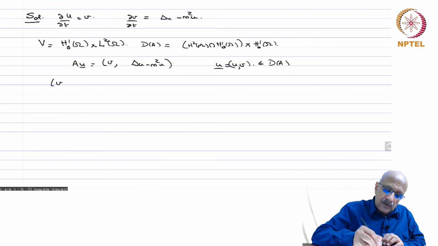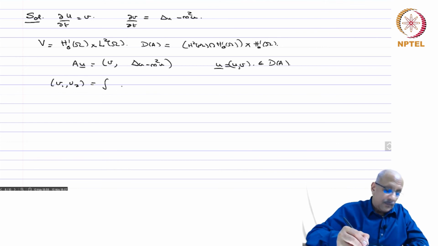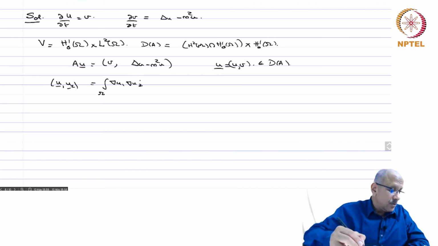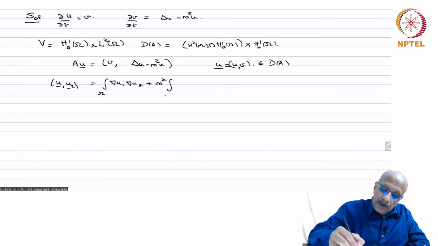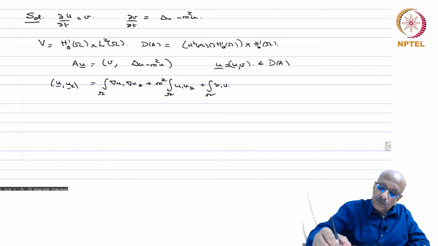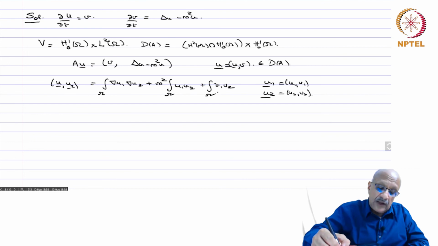And now you consider the inner product of (u1, v1) and (u2, v2), which I am going to define as the integral over Omega of grad u1 grad u2, plus m² integral over Omega of u1 u2, plus integral over Omega of v1 v2. So, the u's are in H^1_0 intersection H^2 and the v's are in L^2.